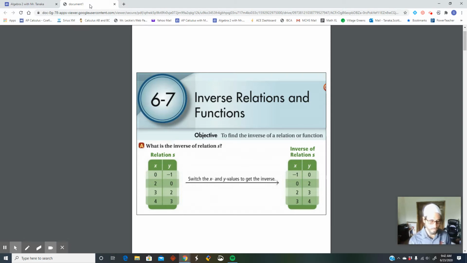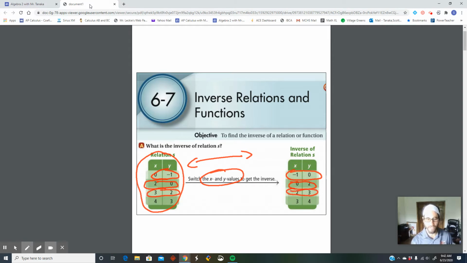If you look at these two right here, the only difference is that if this is the relation S, for these two to be inverses, you switch the X and the Y values. So if (0, -1) is on S, on the inverse of S it would be flip-flopped. For each one of these, they're just flip-flopped. And if that's the case for every single coordinate, then that means they're inverses of each other. That is all it would mean for these to be inverses of one another.